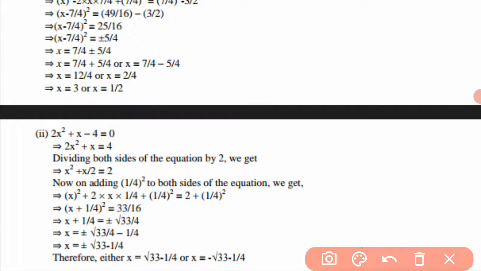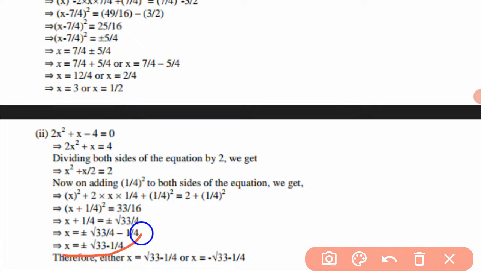Now in the second part also we have 2x square plus x minus 4 equals to 0. So here it will be divided by 2. So by dividing by 2 it will be x square plus x upon 2 equals to 2. Now on adding 1 upon 4 whole square to both sides, this equation will become x square plus 2x into 1 upon 4 plus 1 upon 4 square equals to 2 plus 1 upon 4 square.